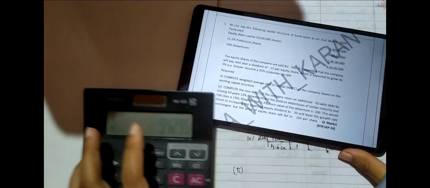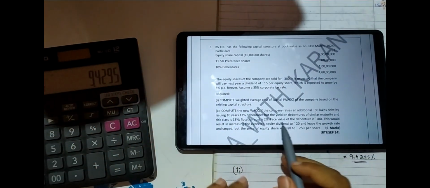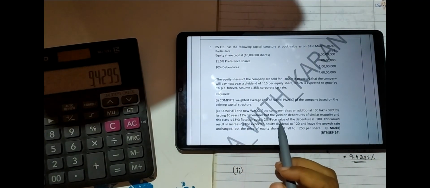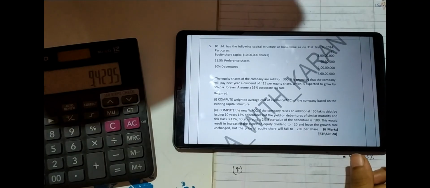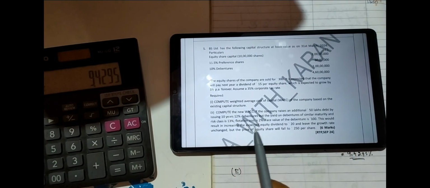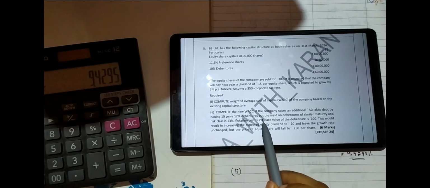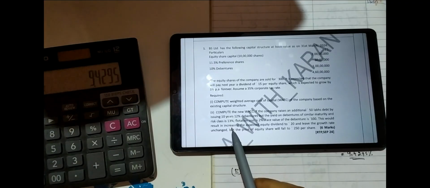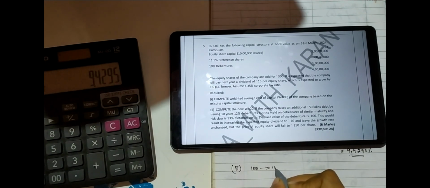So for the second one, what have they given? They have given to compute the new WACC if the company raises an additional 50 lakh debt by issuing 10 years 12% debentures. So first, what is the value of the debenture, at which price are we going to issue it? This one we need to calculate, okay? So 12% debenture, but the yield on debentures of similar maturity and risk class is 13%. Means if the debenture value is 100, how much interest are they paying in the market?